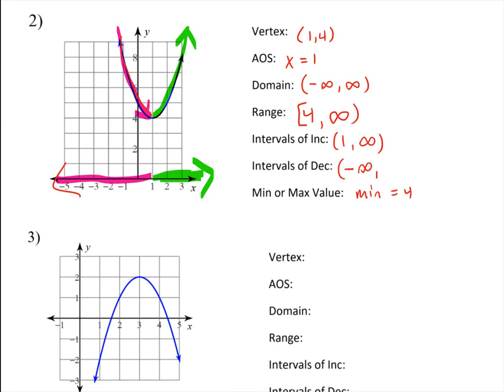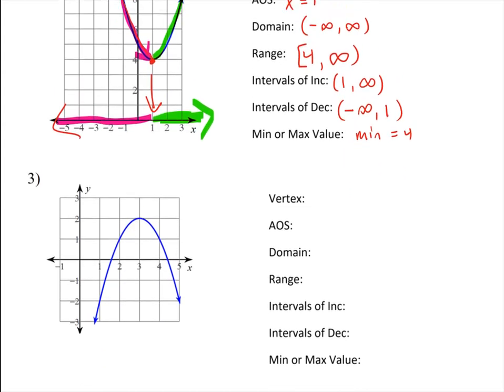Remember, we're not looking at the y values. We're looking at the x values right now. At x equals 1, that's where the vertex is, and then it stops. So at 1 there, it's no longer decreasing. It stops, so we have a parentheses. Okay. Let's try one more.